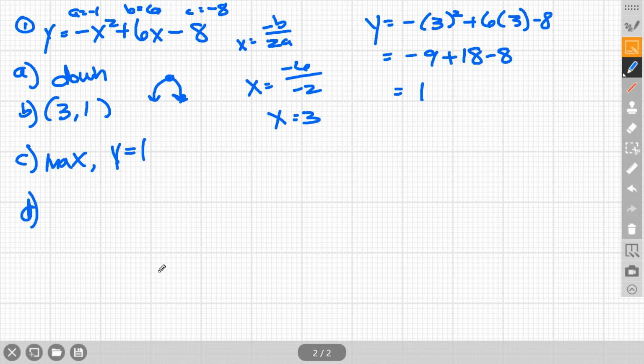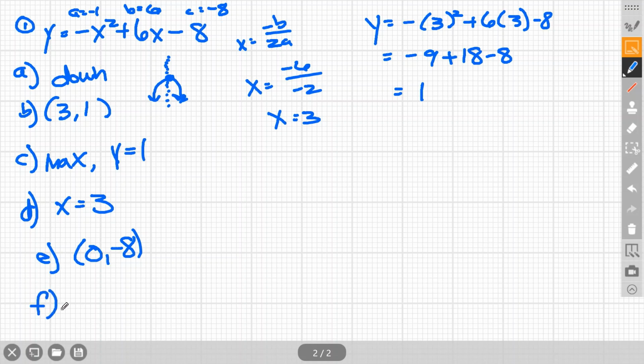D, give the equation for the axis of symmetry. The axis of symmetry is just the x coordinate, so it's a straight line, x equals 3, right here. E, state the coordinates of the y-intercept. In standard form, the y-intercept is always the c value. So the c value is -8, and the y-intercept is (0, -8). That comes directly from the c value.